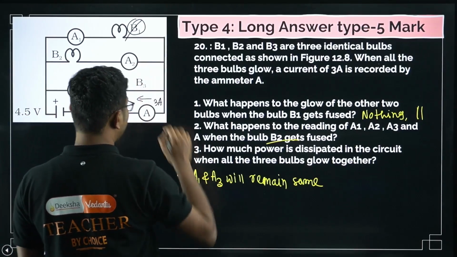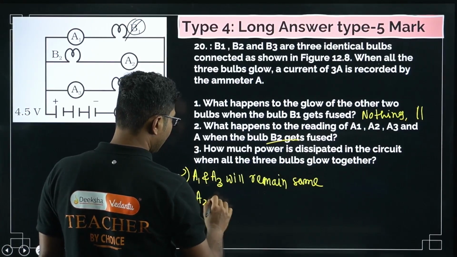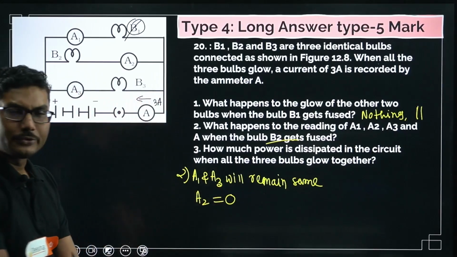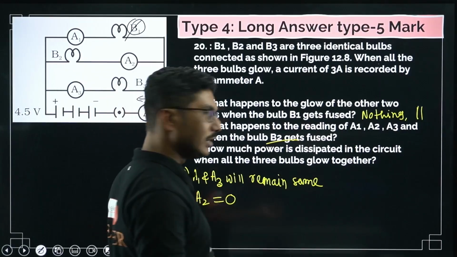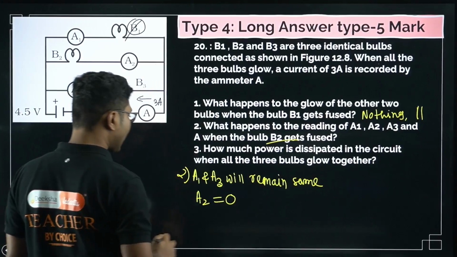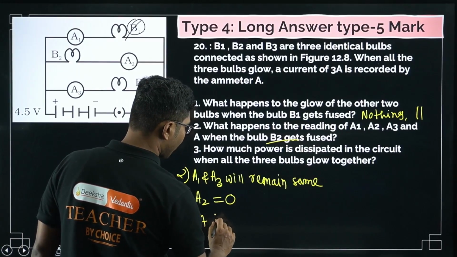What will happen to A2? A2 will be 0 because it is fused, so no current is flowing, so A2 will be 0. What will happen to A? A will decrease.